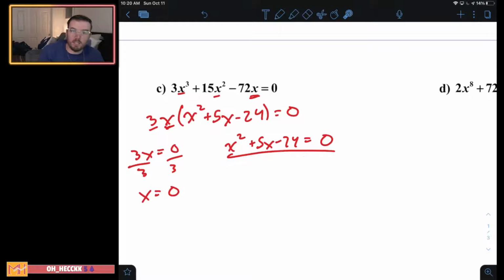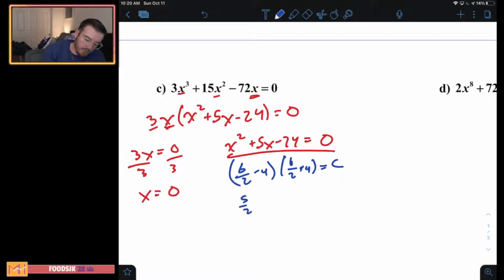This is something we've seen many a time. Some of you have been using Desmos to solve stuff like this. I'm doing it all by hand. I'm factoring everything by hand here. And this is where I come in and use my U method once again. So negative b, or b over 2 minus u times b over 2 plus u equals c. So 5 over 2 minus u, 5 over 2 plus u equals negative 24.